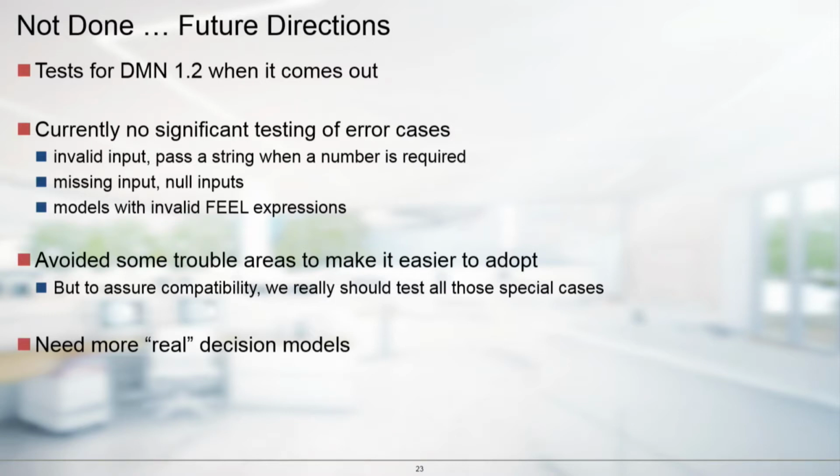We did avoid some trouble areas. We should maybe go back and take a look at those trouble areas and add some tests in there to make sure that all the engines execute the same across the board. But I think the real area where we'll move forward in the next year is on more real decision models. What do I mean by that?